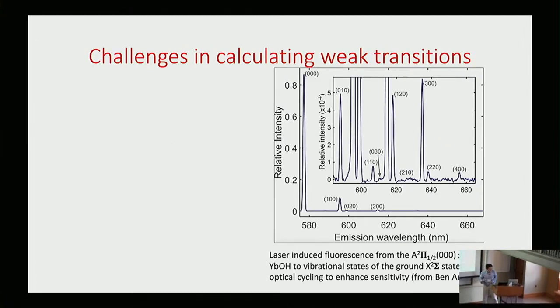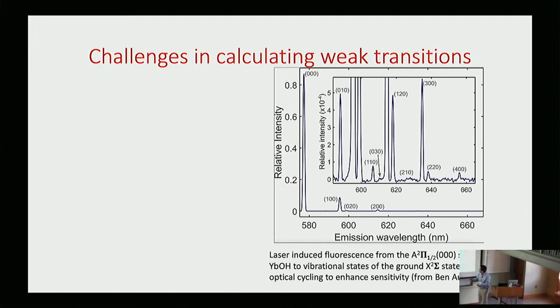To give you an idea of the kind of weak transitions that one is interested in here, I would like to show this spectacular measurement from Doyle's group, which I took from an email sent to me by Ben. In this beautiful spectrum, what is shown is a typical spectrum. We have a strong transition, a quite strong transition, and some weak transitions. In the past, in molecular spectroscopy studies, we could stop here and say that there are some weak transitions here.